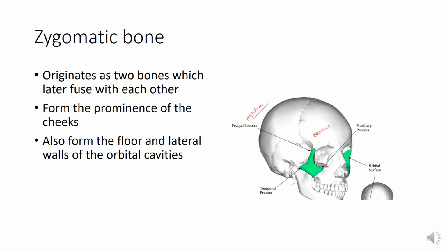Now the zygomatic bone, it originates as two bones that fuse before birth. They form the prominences of the cheeks and part of the floor and lateral wall of the orbital cavity. Now here you can see it has got processes, and they are forming the lateral wall and the floor of the orbital cavity, and this bone forms the prominence of the cheek.